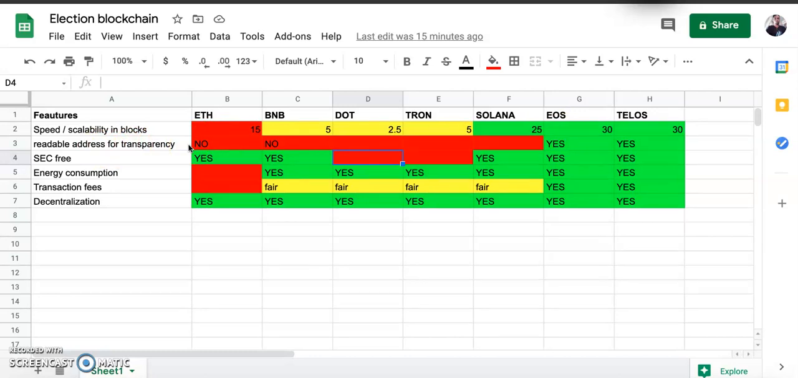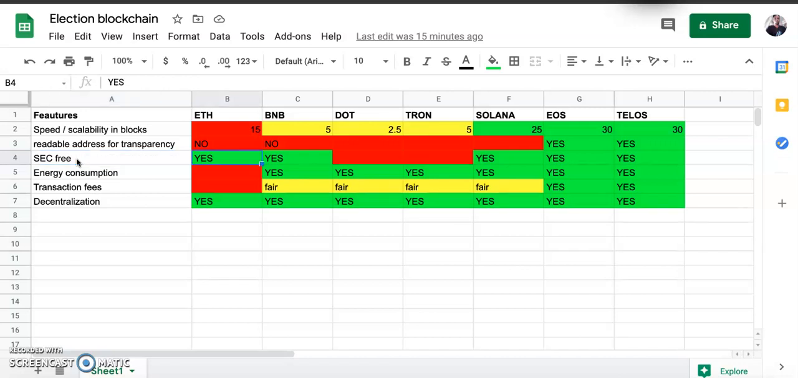If you want to tie your identity to the blockchain, Ethereum cannot do that, BNB cannot do that, DOT cannot, Solana cannot. Only EOS and Telos can. So SEC free. Now, if you've been following the news, you'll notice that XRP had issues with SEC, and that caused the price to go down.